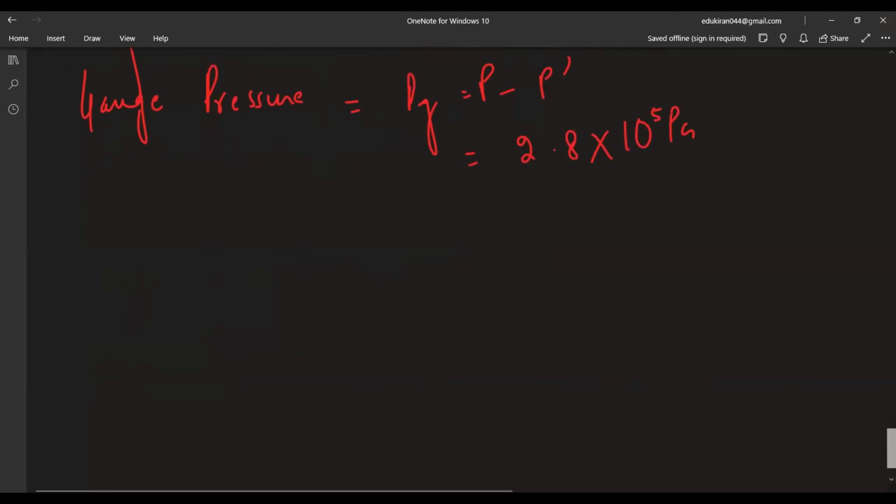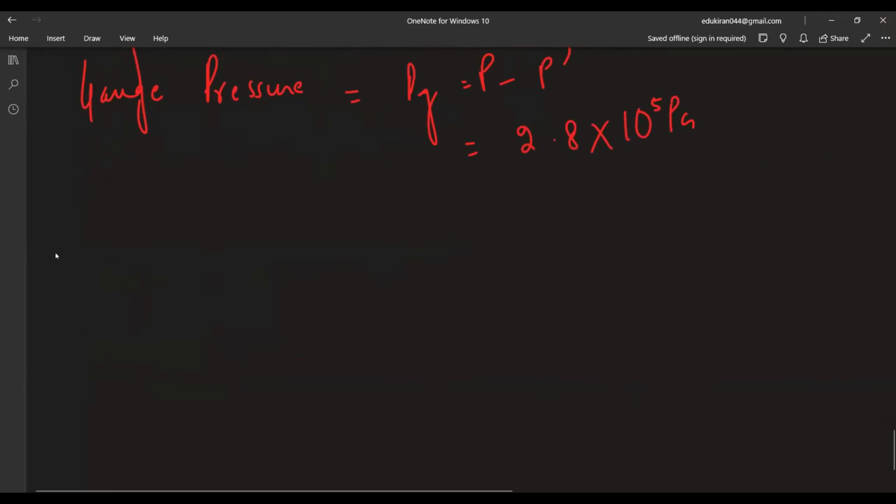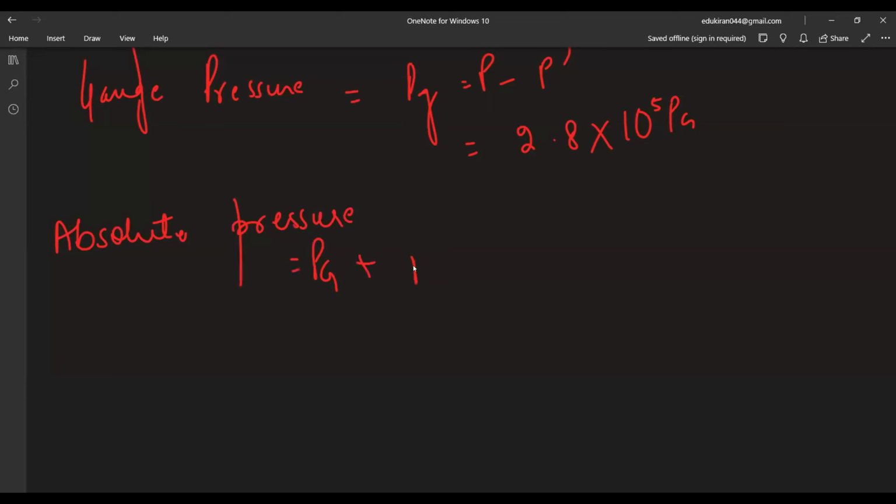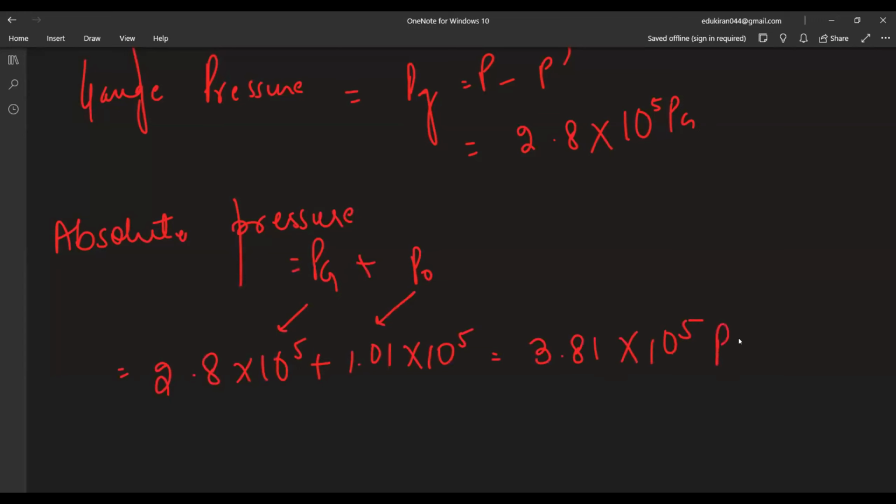But when we are talking about the absolute pressure, that is the gauge pressure plus the atmospheric pressure. Absolute pressure is this. That is, 2.8 into 10 to the power 5 was the gauge pressure. Atmospheric pressure will be 1.01 into 10 to the power 5. So this is equal to 3.81 into 10 to the power 5 pascals. That is the answer. Write it down.